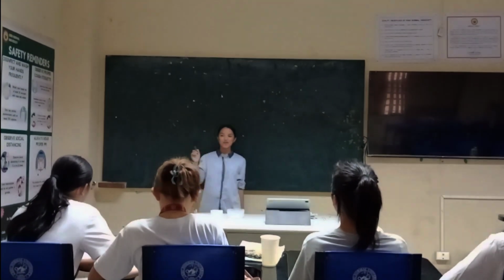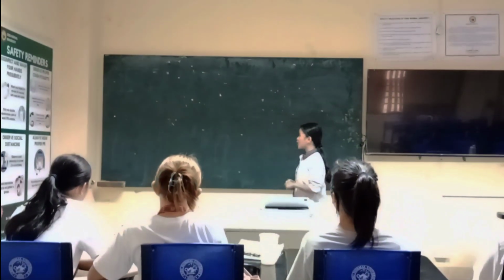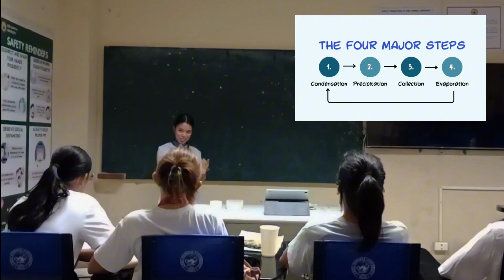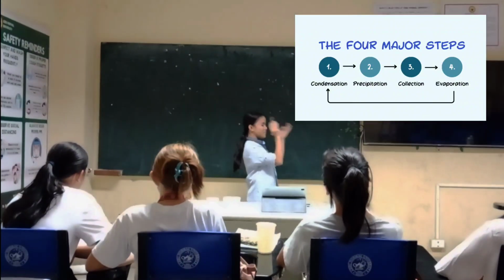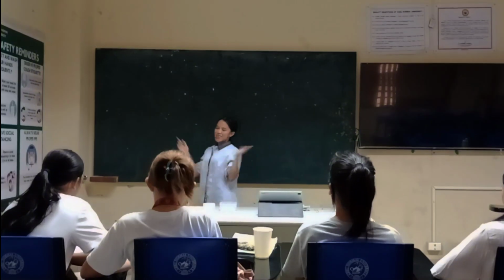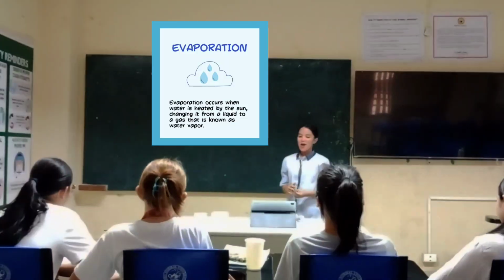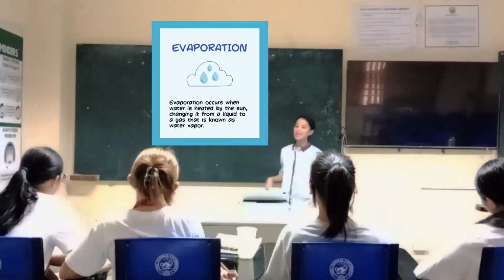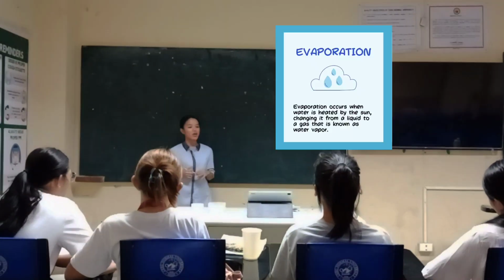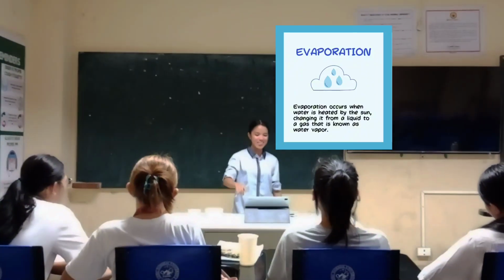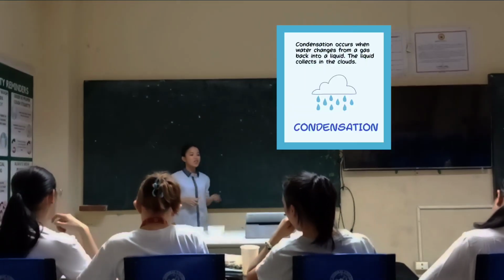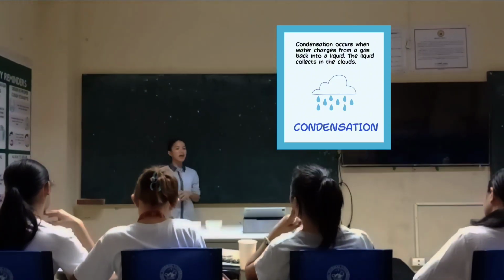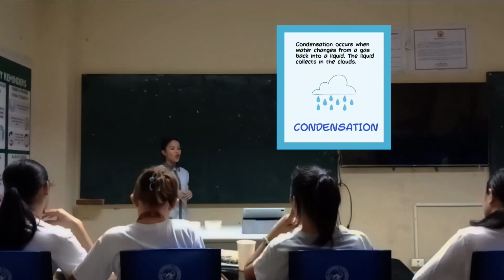First, let's learn about the four main stages of the water cycle: evaporation, condensation, precipitation, and collection. Evaporation happens when heat from the sun turns water from lakes, rivers, or oceans into water vapor, which rises into the air. Next is condensation. As the water vapor rises, it cools down and turns back into tiny droplets, forming clouds.